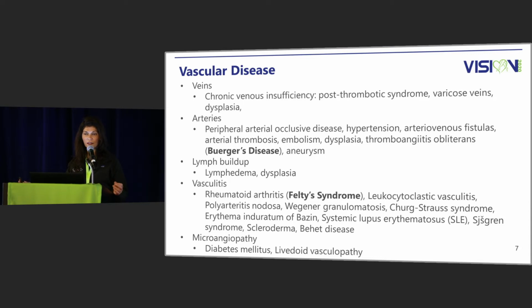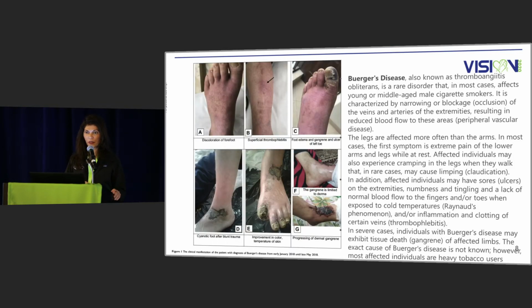Arteries can be anything from PAD to hypertension, AV fistulas, thromboangiitis obliterans, which is Buerger's, lymphedema ulcers, vasculitis, such as rheumatoid arthritis with Felty Syndrome, leukocytoclastic vasculitis, Sjögren's, scleroderma, and microangiopathy from diabetes and livedoid vasculopathy. There are too many to go through, so I've picked 1 or 2 out of each of these categories to show you one that you might see more often and one that you shouldn't see very often.